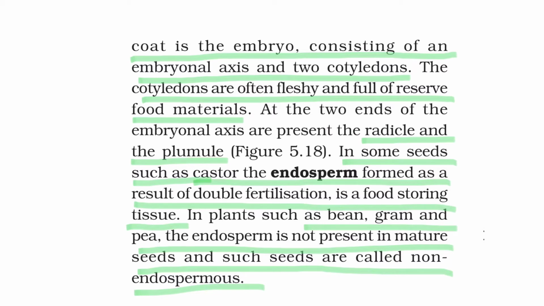In some seeds like castor, the endosperm formed as a result of double fertilization is the food storing tissue. And in leguminous plants, like bean seed, gram seed and pea, the endosperm is not actually present, it is fully consumed. So in mature seeds, they are known as non-endospermic seeds because the endosperm is fully consumed. Here cotyledons store the food.